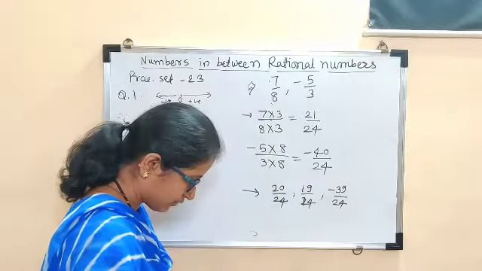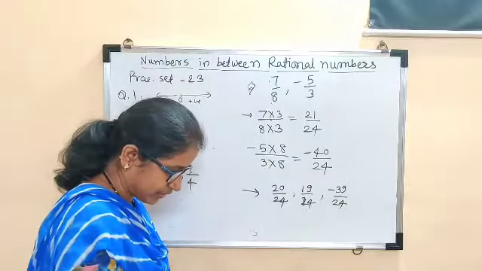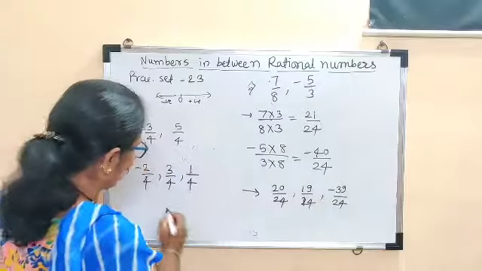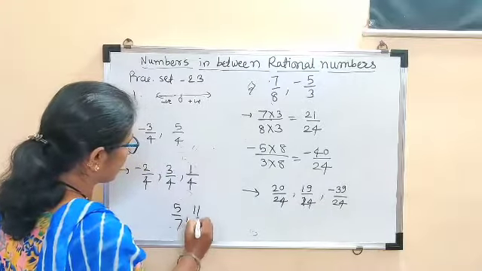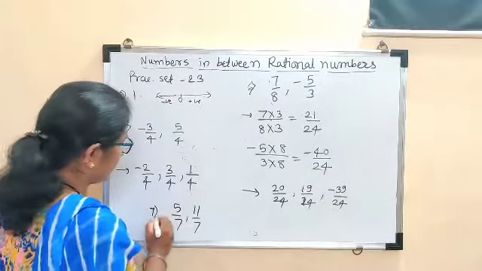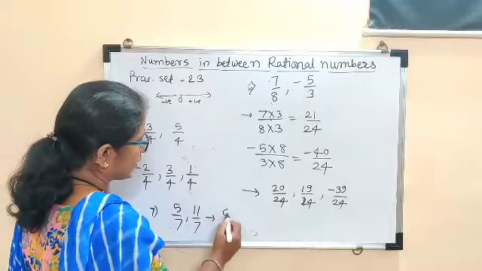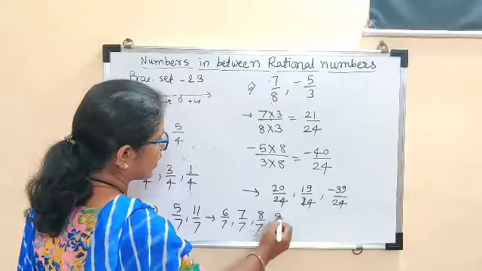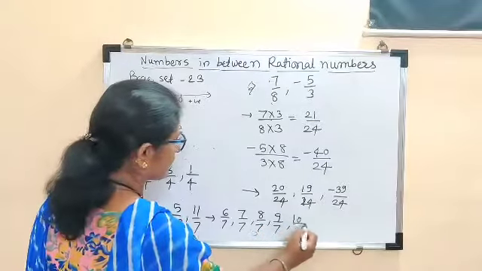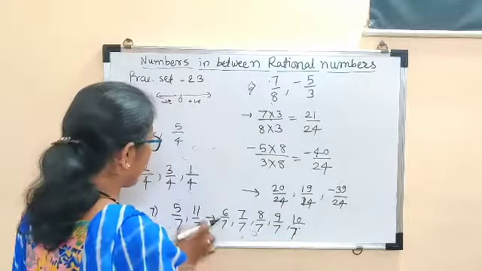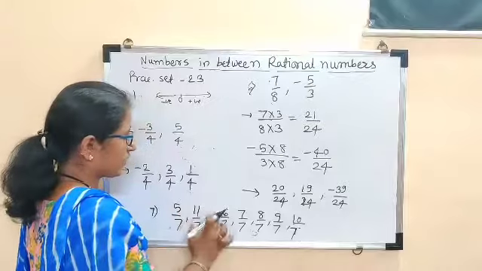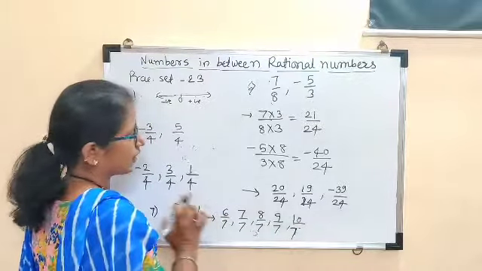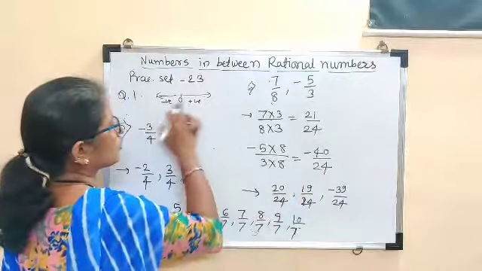Now seventh one. You can write it easily. 5 upon 7, 11 upon 7. See, in between there are many: 6 upon 7, 7 upon 7, 8 upon 7, 9 upon 7, 10 upon 7. So out of these 5, write any 3. See, after 5 comes 6, 7, 8, 9, 10.